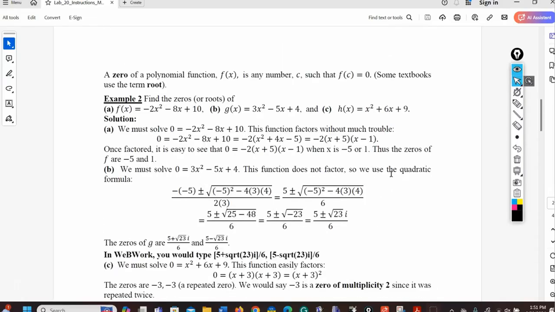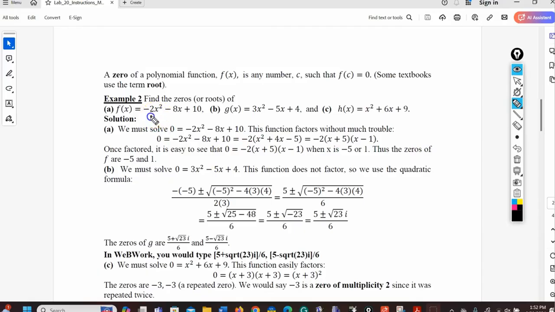Now what is the zero of a polynomial function? Well, a zero of a polynomial function f of x is any constant, any number c, that will make the function equal to 0 when we evaluate it at c. And zeros are also called roots. So if I were to find the zeros of these, I have to set them equal to 0 and solve. And we did this in the last lab.